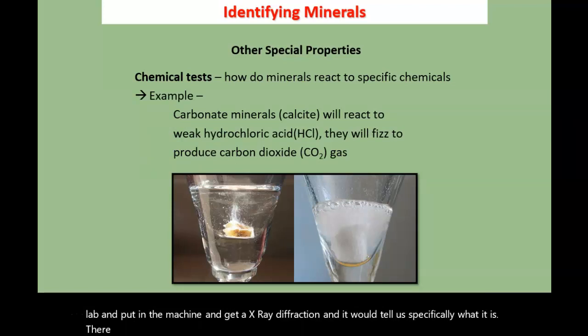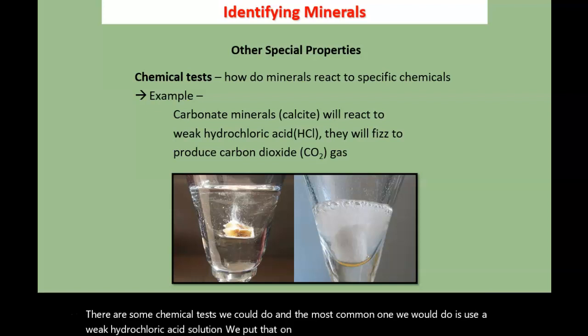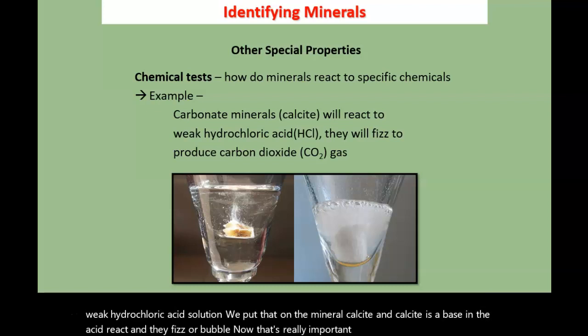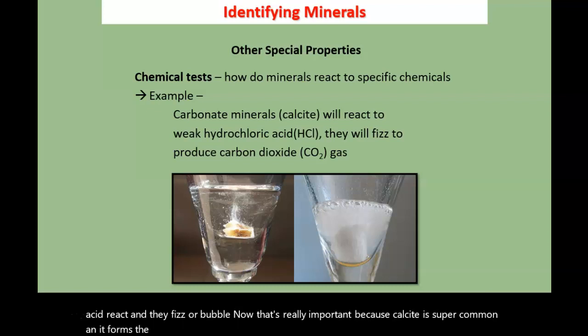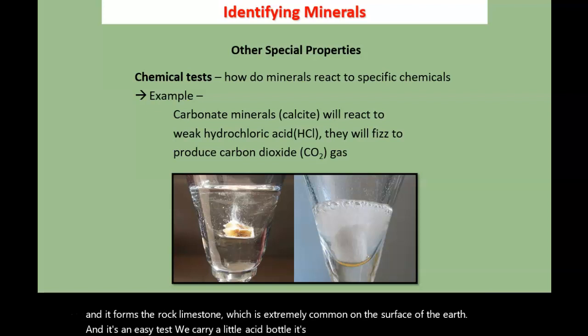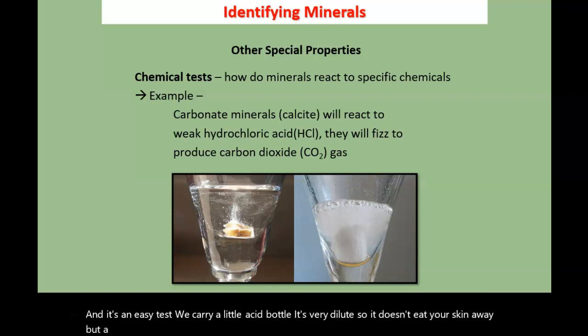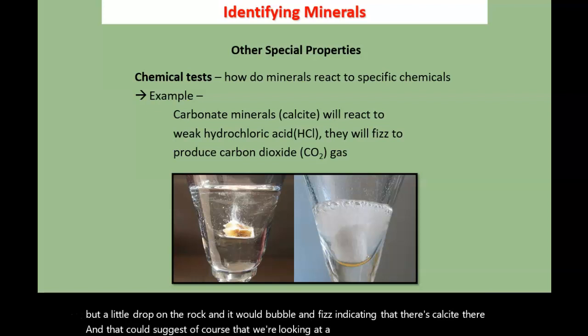There are some chemical tests we could do, and the most common one is to use a weak hydrochloric acid solution. We put that on the mineral calcite. And calcite is a base, and the acid reacts, and they fizz or bubble. Now that's really important because calcite is super common, and it forms the rock limestone, which is extremely common on the surface of the earth. And it's an easy test. We carry a little acid bottle. It's very dilute, so it doesn't eat your skin away. We put a little drop on the rock, and it would bubble and fizz, indicating that there's calcite there. And that could suggest, of course, that we are looking at a big limestone layer, something like that.